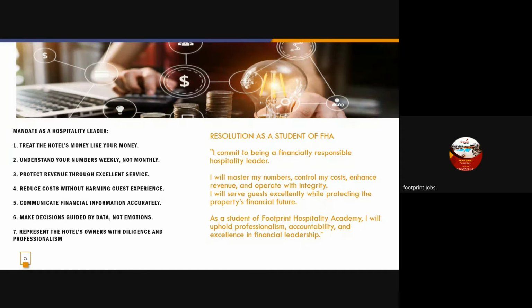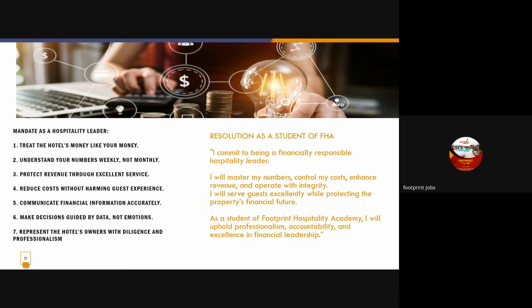Now, it says here, mandate as a hospitality leader: treat the hotel's money like your money. Don't steal it. Treat it like your money. Now, if it's your money, you will not spend it anyhow. That's what we mean here. We didn't say treat it like your money and put it in your pocket. What I meant here is treat it as your money. You don't spend it on frivolous things. You are careful about the things you do and how you do them. So when you treat the hotel's money like your money, you will not waste it anyhow, just because you have a privilege to have access to the money.